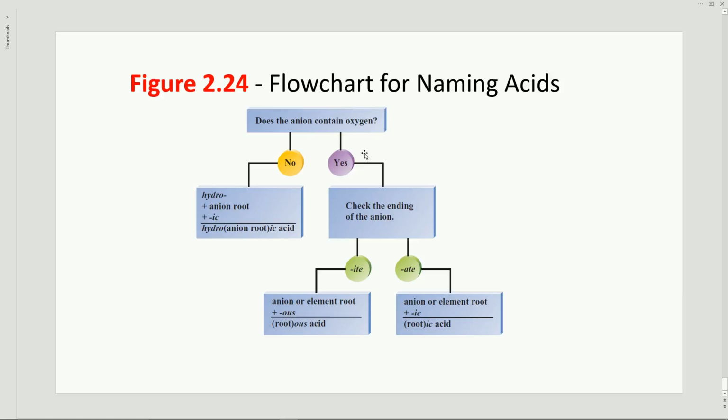Alright, if it does contain oxygen, then you need to check the ending of the anion. So you take the anion or the element root and add OUS if the anion ends in "ite," and if it ends in "ate," then you take the anion or the element root and add "ic" acid.